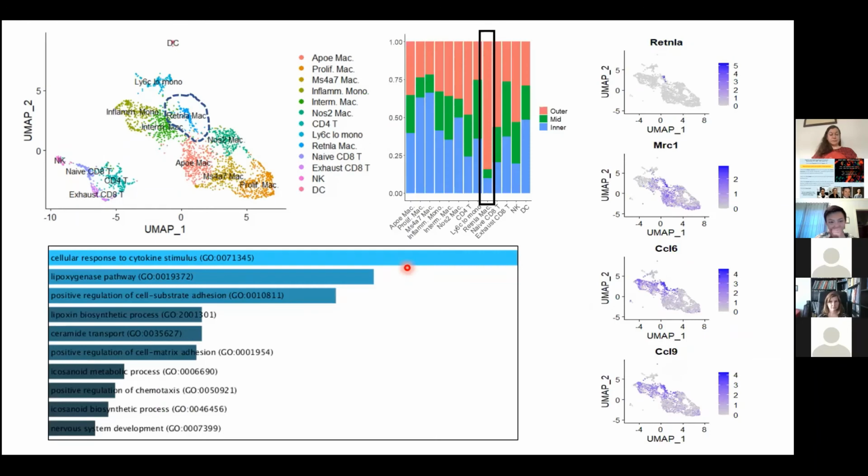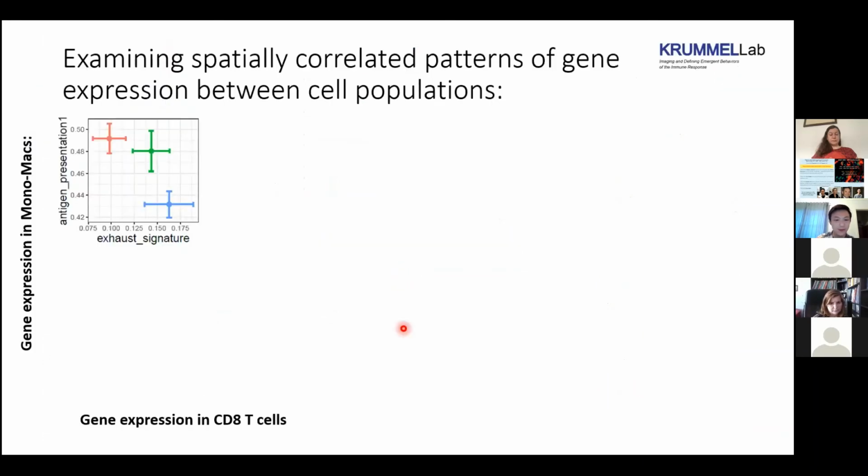Another cool thing you can do now with the spatial information and the single-cell RNA-seq information is we can actually look at the correlation of expression patterns between two different compartments. In this case, we're going to look at this mono-MAC lineage and then the CD8 T cell lineage at the same time. And we can look at their expression profiles for certain genes or signatures of interest based on the region. As we move, in this case, in red, from outer, mid, and inner.